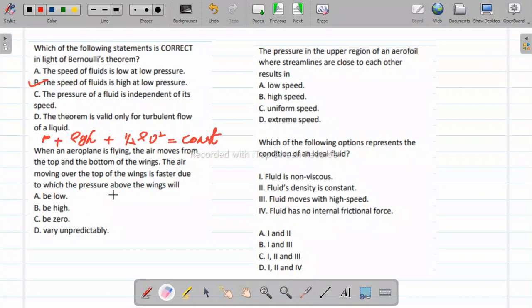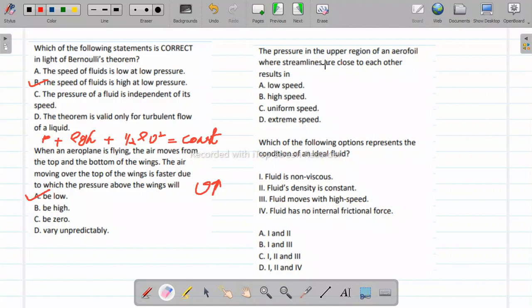Then, when an airplane is flying, the air moves from the top and the bottom of the wings. Air moving over the top of the wing is faster, due to which the pressure above the wing will be? See, the moment they said that the air moving is faster, that is, the velocity is greater, and they are asking you to relate this increase in velocity with the change in pressure. So as suggested by Bernoulli's equation, if velocity is increasing, then it is only natural that the pressure must be low.